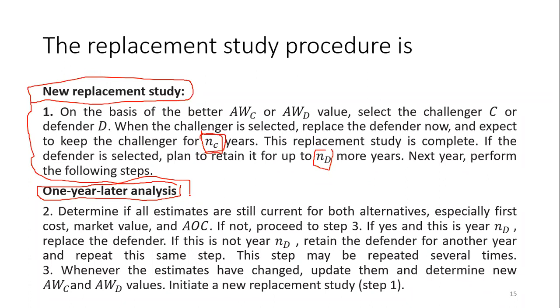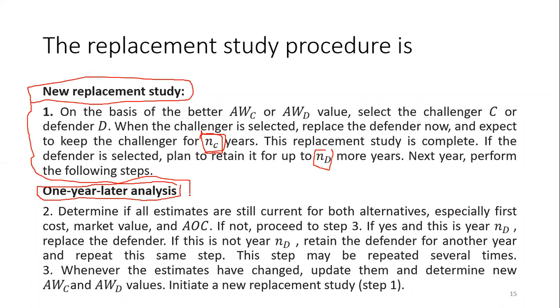Firstly, first cost, market value, and annual operating cost. If not, we don't have the same analysis, we just jump to step 3. If yes, and this is the year n, this is the last year of the economic service life.